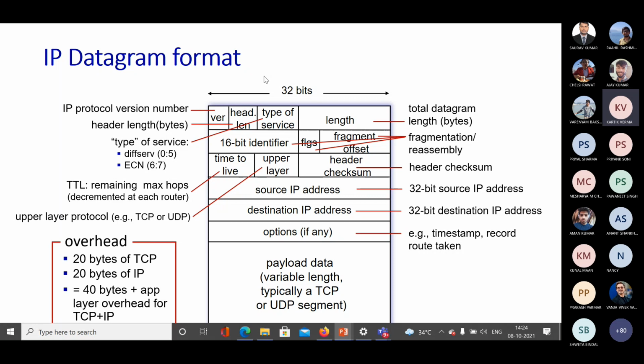Now, given all of this information that this datagram has, we have 20 bytes of TCP overhead, 20 bytes of IP overhead, and we also have some application layer overhead. So the total overhead for all of this is 40 bytes for TCP plus IP, plus the application layer overhead. Alright.